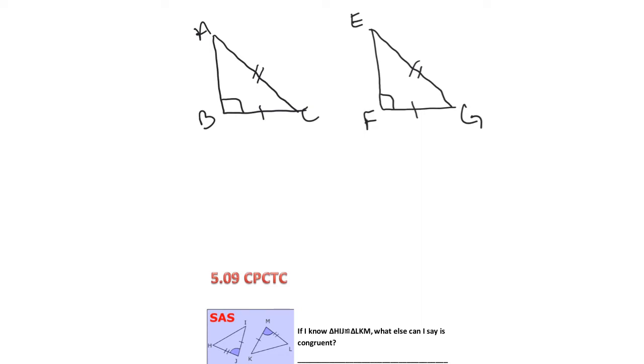So you were just asked this question about if we know these are congruent triangles by hypotenuse leg, what else do we know is equal? Well, remember, once we have three things, we know the triangles are equal, but there's up to 6 equal parts on a triangle, 3 sides and 3 angles. So once I know the triangles are equal, I know angle E and angle A are also equal. I also know EF is equal to BA. And I also know C is equal to G. So once I know the triangles are equal, I know all the other parts are equal too.